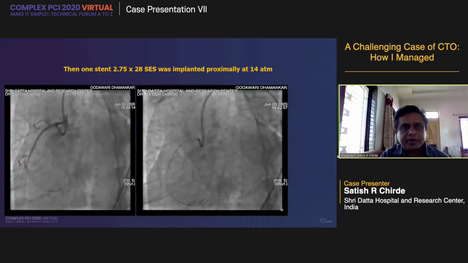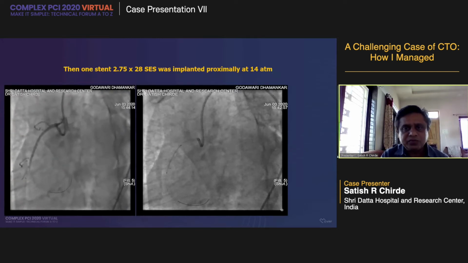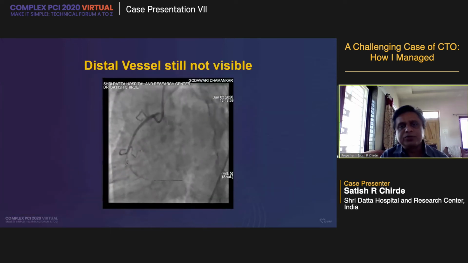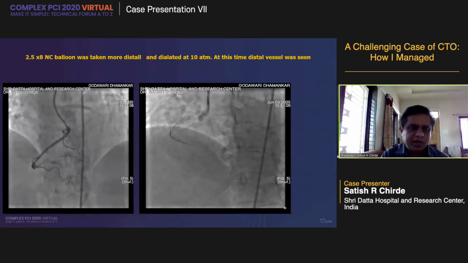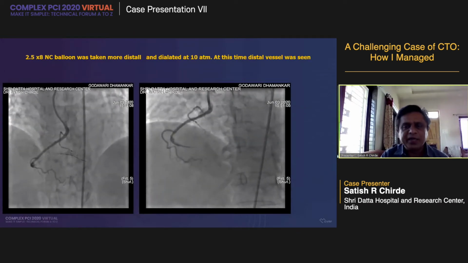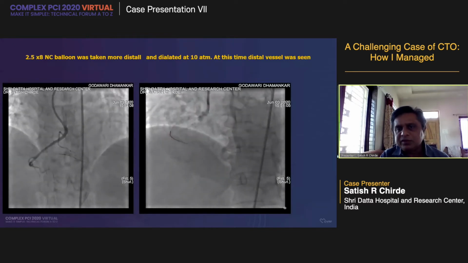So then I decided to put a sirolimus-eluting stent, 2.75/28. I implanted it proximally, but still I could not see the distal vessel. Again, I dilated with the 1.5 and 2 balloons, but was not able to see the distal vessel. So I took a 2.5/8 balloon. I could push this balloon up to the bifurcation, where I pre-dilated with higher pressure. Then a little, I could see the distal vessel.